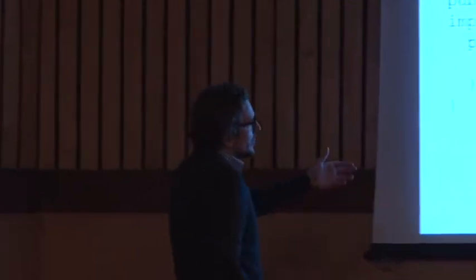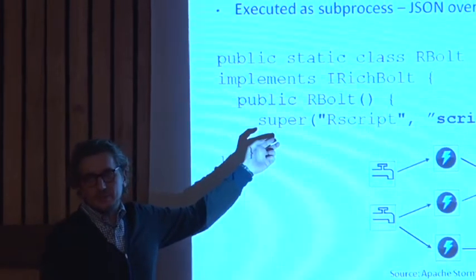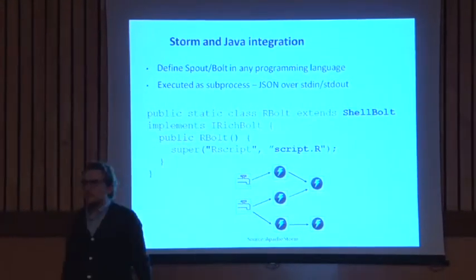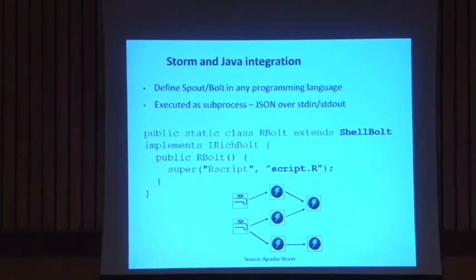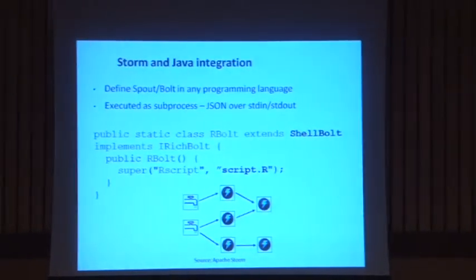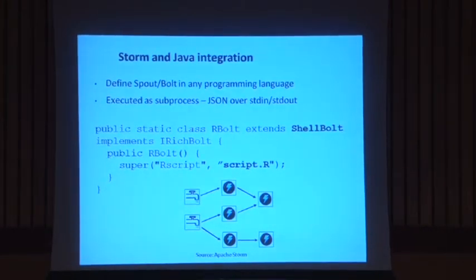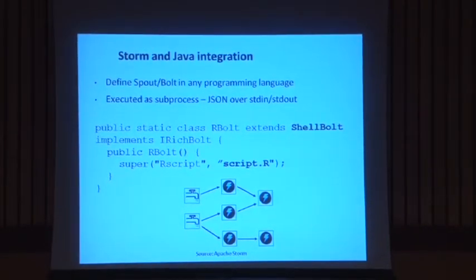Now, on the Java side of Storm, the integration is even simpler, because pretty much all we have to do is create this one line. We just specify the name of our R script from the previous slide with our implementation, and specify that this is the R script that needs to execute the file. And this is it.